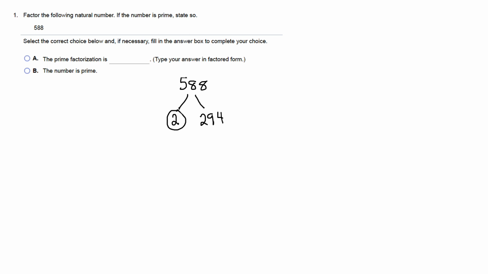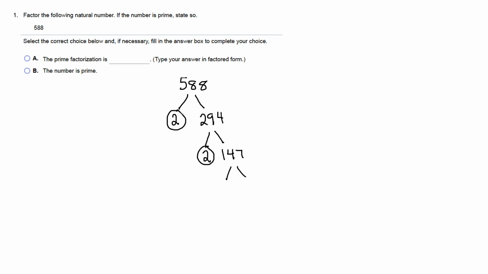Next, I want to see if I can factor 294. So I'm going to draw 2 branches, and I need to think of 2 numbers that when multiplied together will give me 294. Again, this number is even, so I can take my calculator and divide by 2. And you should get 147. So I know that 2 times 147 gives me the 294. Again, 2 is prime, so I'm going to circle it. But 147 may not be prime.